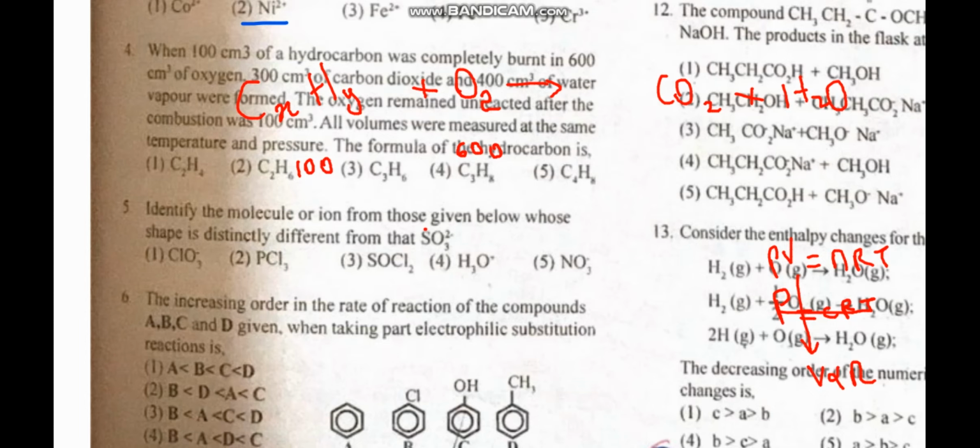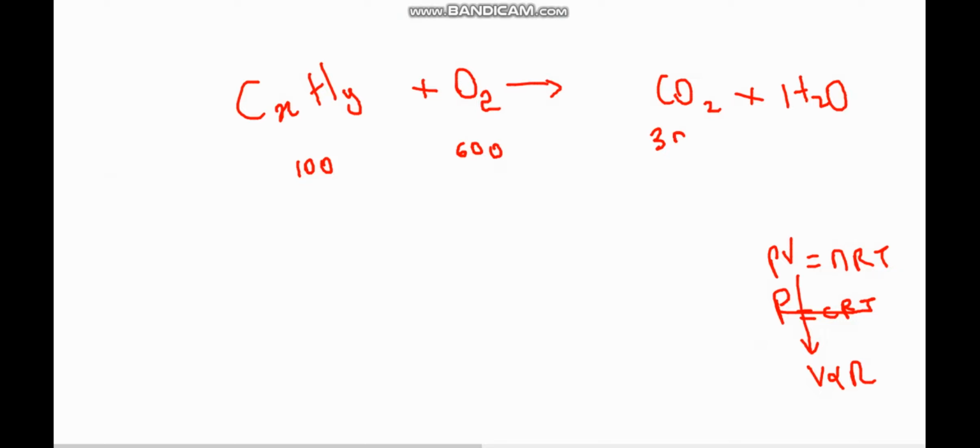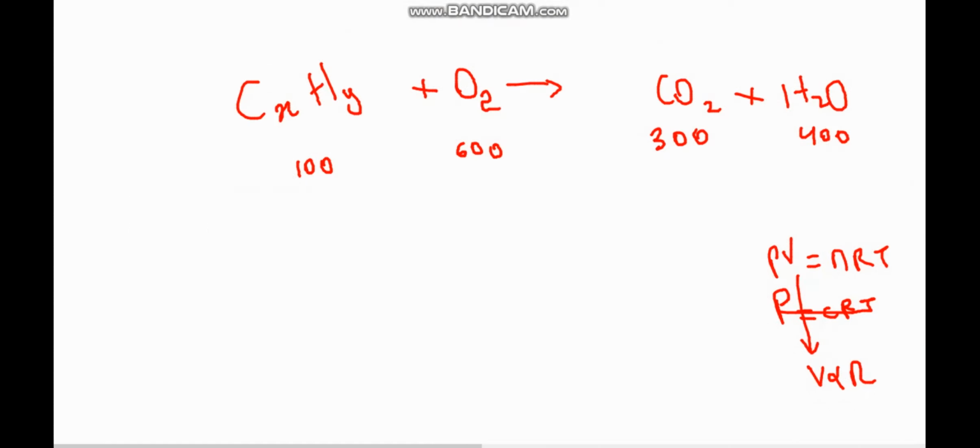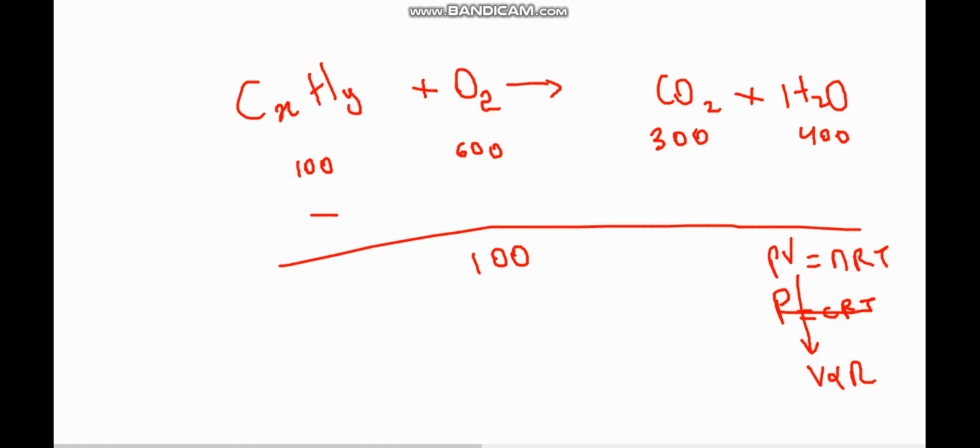So they say that 300 cubic centimeter of carbon dioxide and 400 cubic centimeter of water is forming. Also they say that 100 cubic centimeter of oxygen has remained. Now the hydrocarbon will be completely combusted. So what has been reacted is 500 cubic centimeter of oxygen, because 100 has remained. So 300 formed of carbon dioxide and 400 formed of water.